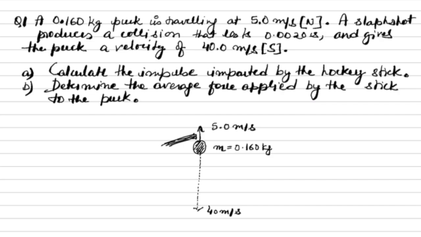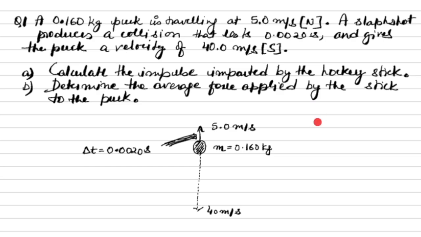Now what they're asking is to calculate the impulse imparted by the hockey stick. See, no force is given. How can we calculate it? The time of this collision of the hockey stick with the puck, delta t, is given: 0.0020 seconds. We always talk about impulse when the time duration is very, very small. Now what can we do? We know that impulse is equal to change in momentum. We will use that equation to solve this question.